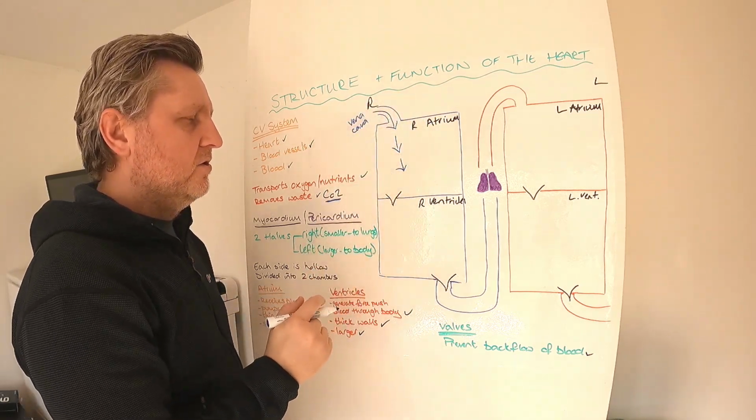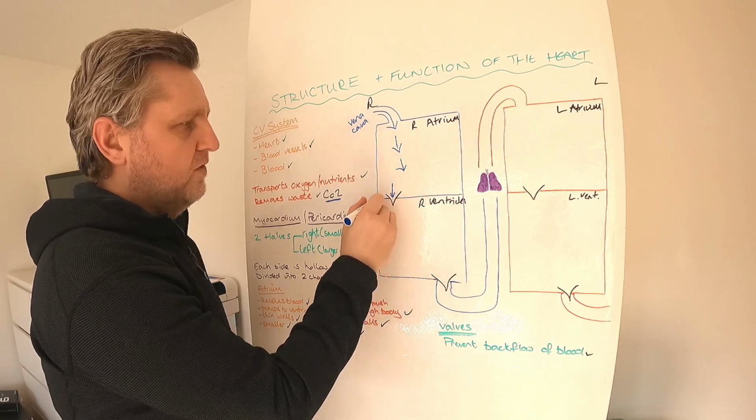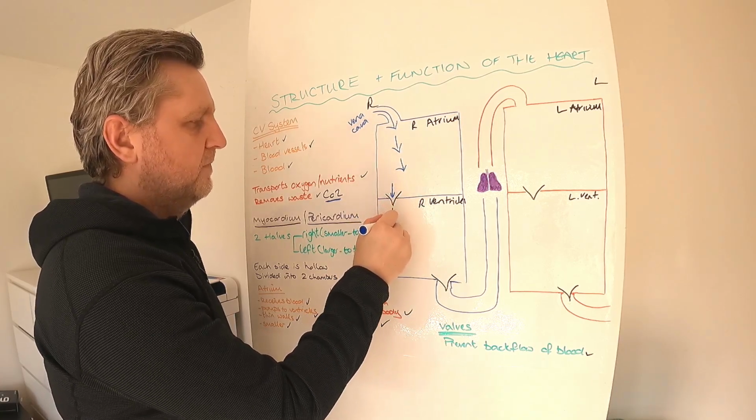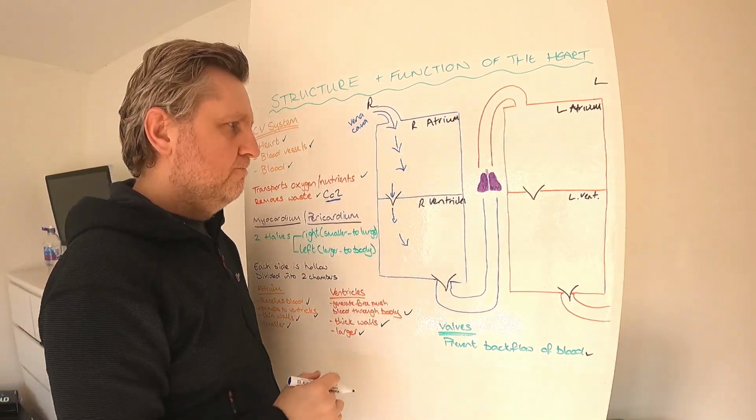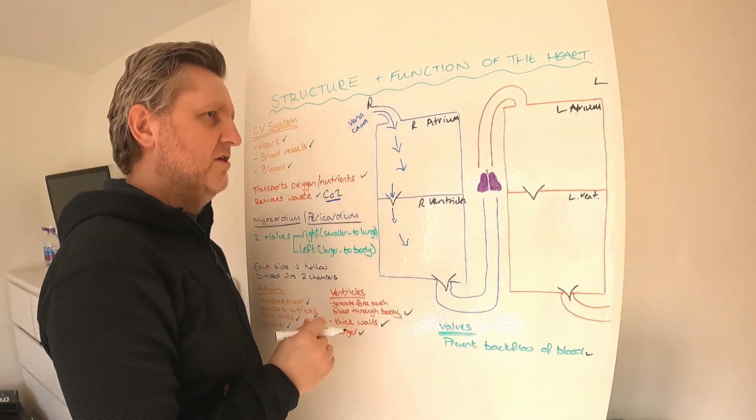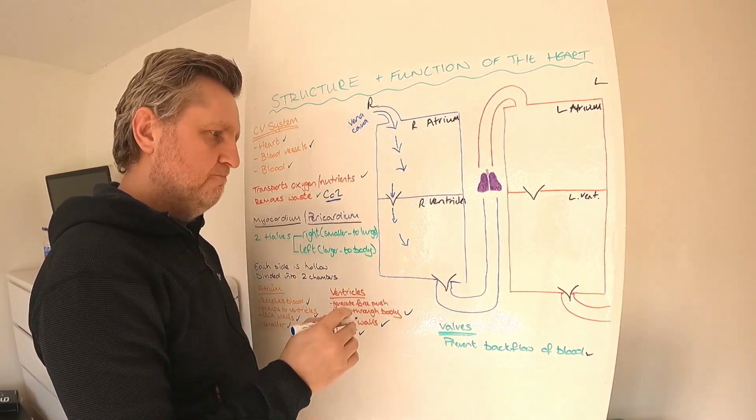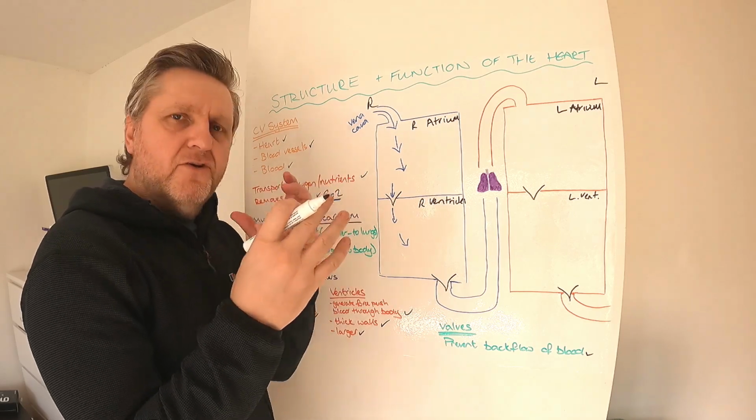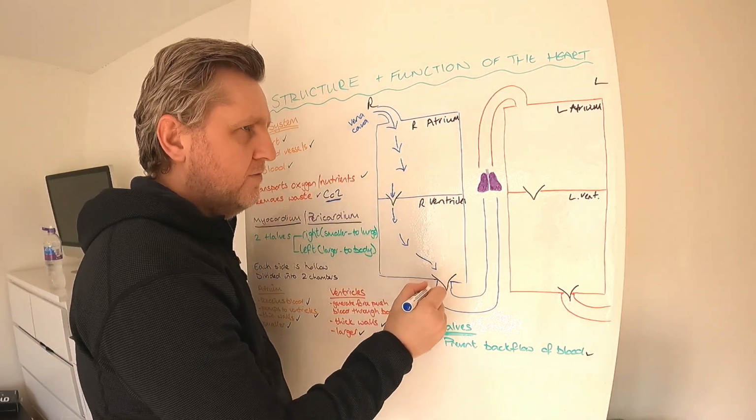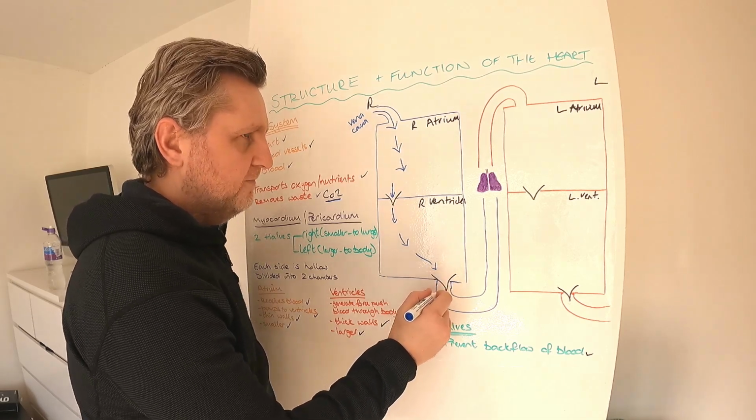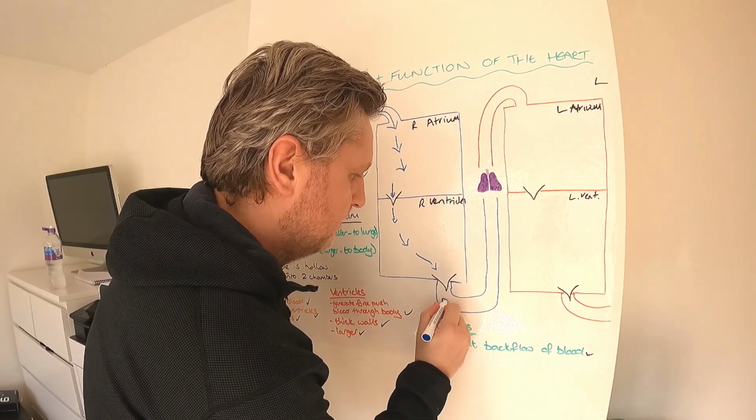What happens then? There is a squeeze here, a contraction, and the blood is forced through this valve here. The valve opens and it enters the right ventricle. Again, the blue, deoxygenated blood. The right ventricle will contract and the blood makes its way through this valve. This is the pulmonary valve, and it makes its way into the pulmonary artery.